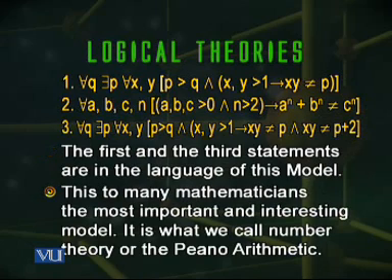This, to many mathematicians, is the most interesting model. It is what we call number theory or Peano arithmetic. So, statements in number theory or Peano arithmetic, or this particular model which we denote by N, plus and cross, can have multiplication in them. Of course, they have the usual logical connectives and, or, and not, and we will allow quantification.